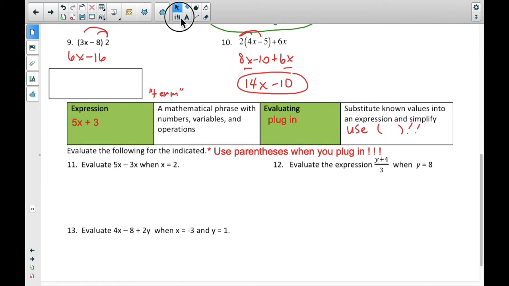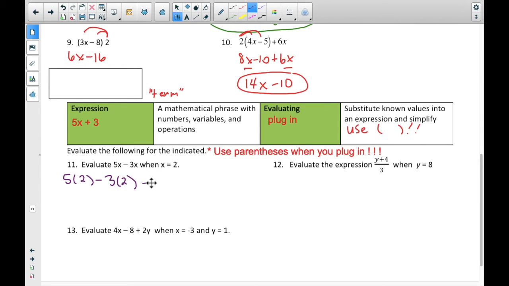So number 11, that says evaluate. Evaluate means plug in. I'm going to plug in 2 into the x's. Anywhere I see an x, I have to put in a 2, and I want to do that with parentheses because if I don't, I might get my signs mixed up.